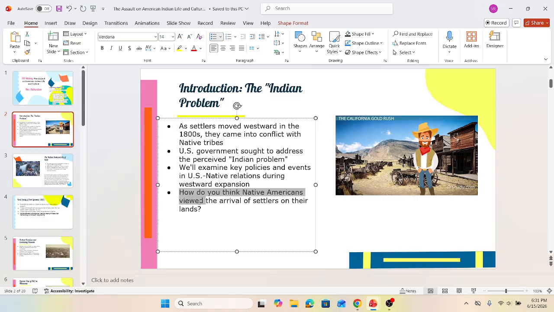You can take a minute and just consider how it felt for the Native Americans as more and more settlers arrived on their lands. Many of them tried to trade and behave peacefully, and we're going to see there's a lot of discrimination against Native Americans here.